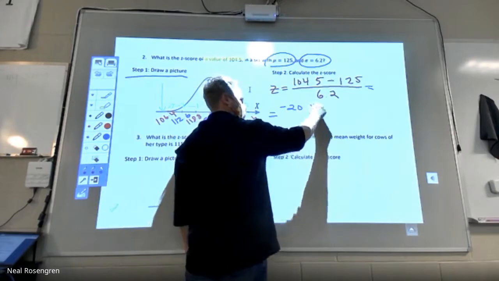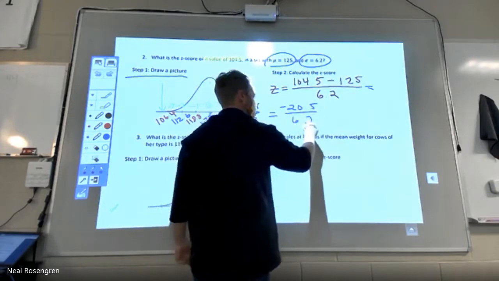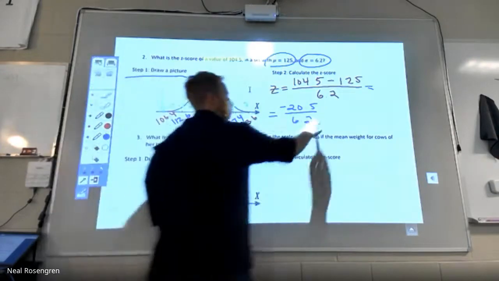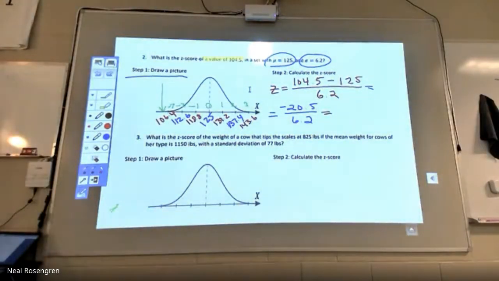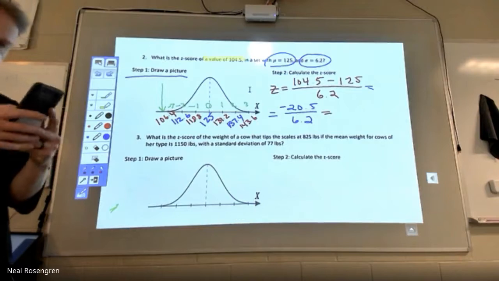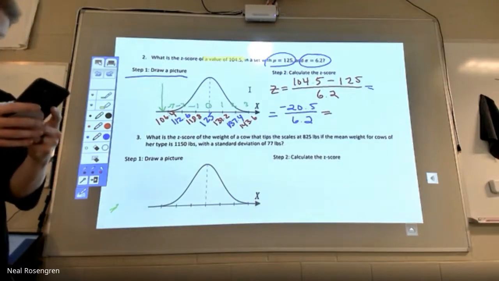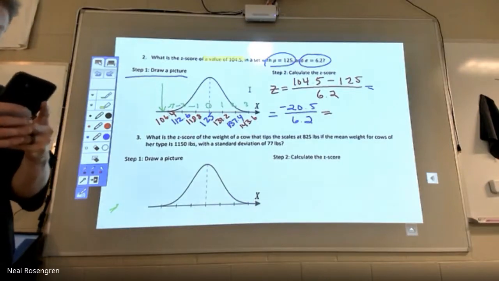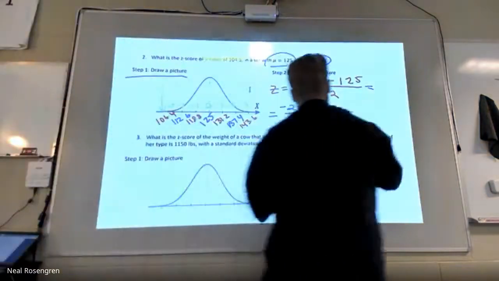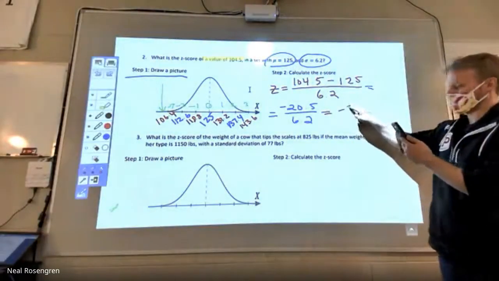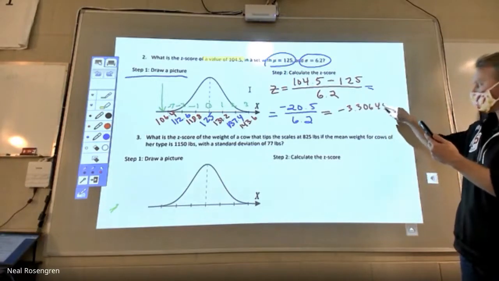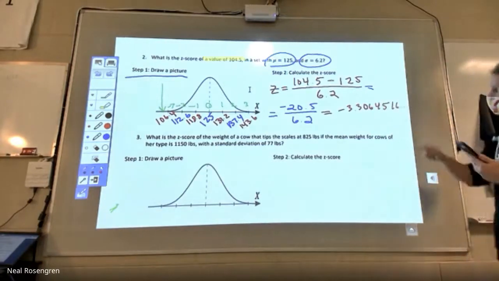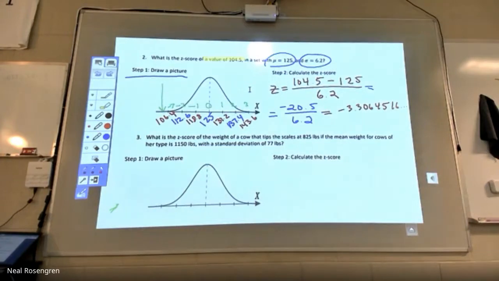Negative 20.5 up top, over 6.2. And then what happens when you plug that in is we get some long decimals, right? Those don't go nicely into one another. So let's see. Negative 20.5 divided by 6.2 over 2. Okay, so it goes like this, right? Negative 3.306451, blah, blah. We don't need all of it. That's a pretty good guess at negative 3.5 though.